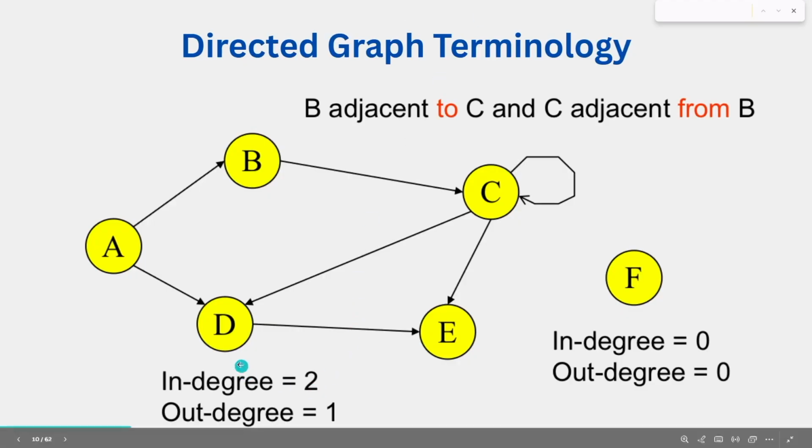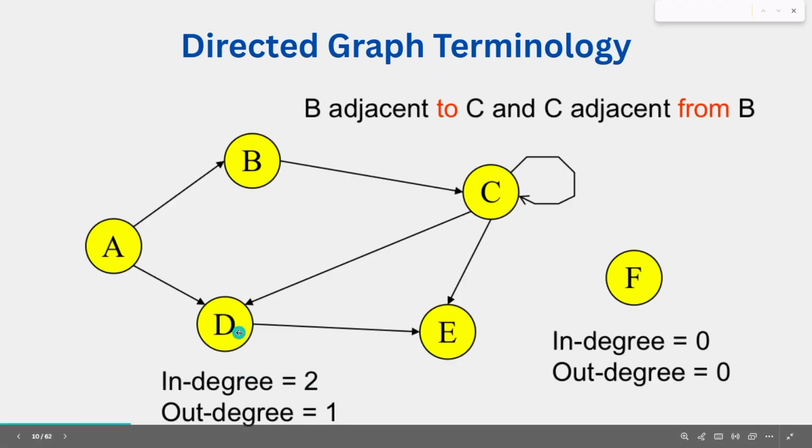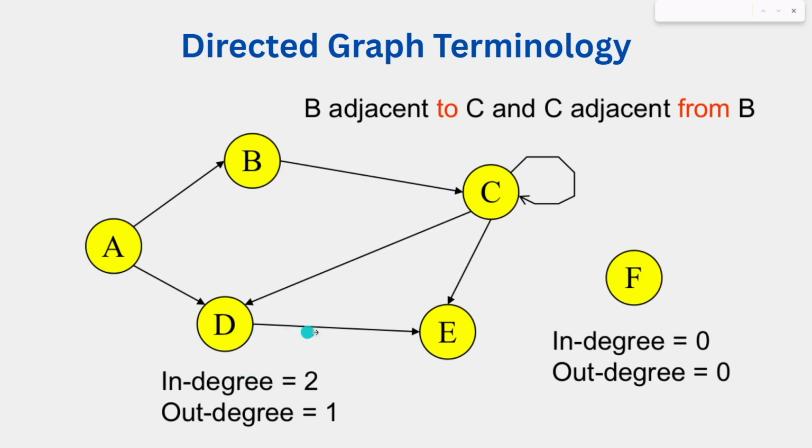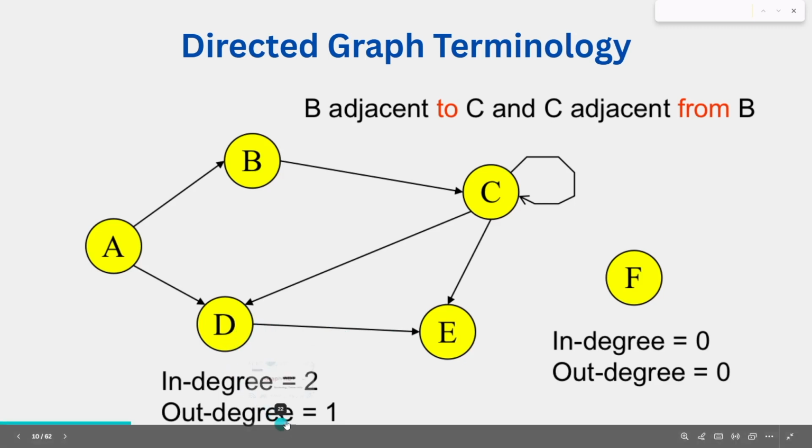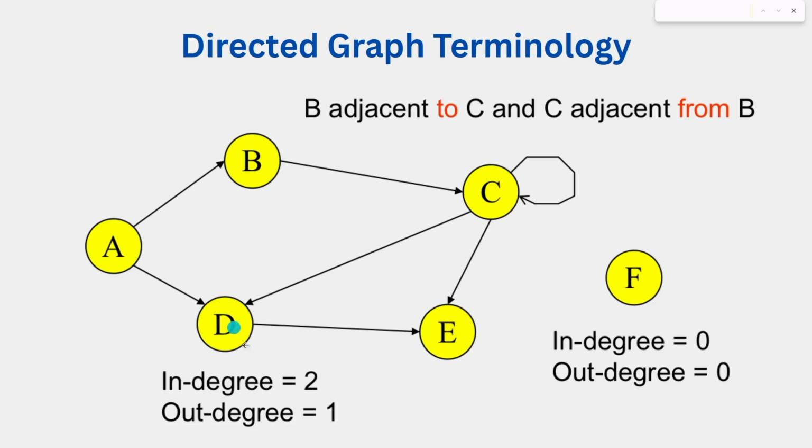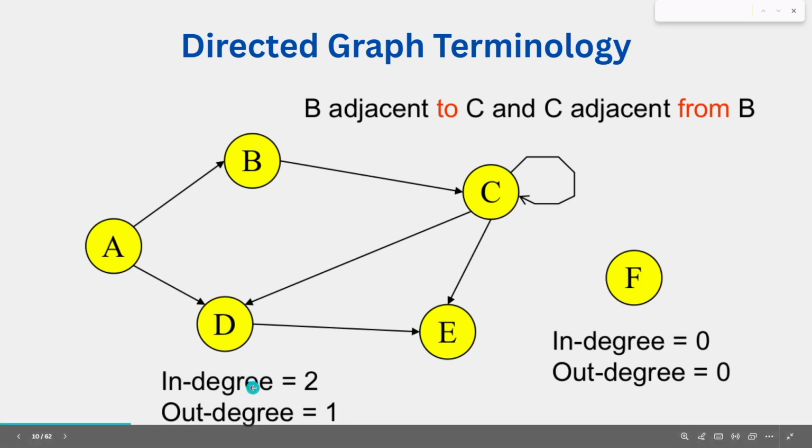So, here let us have another example of a directed graph. Let us consider the vertex D. Here you could see that there is one edge flowing out of this vertex and two edges flowing into this vertex. For this edge D is the initial vertex, and so its out degree is 1, and for these two edges D is the terminal vertex, and so we say that its in degree is 2.